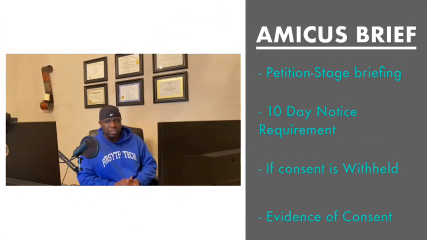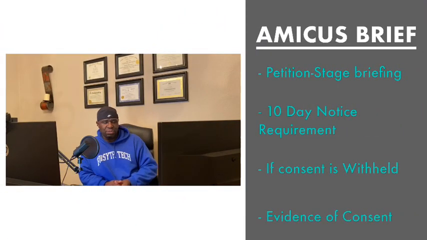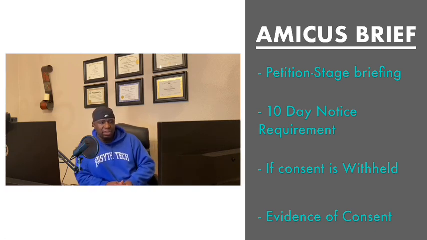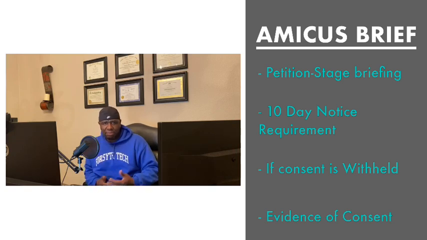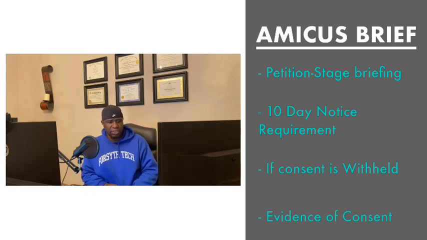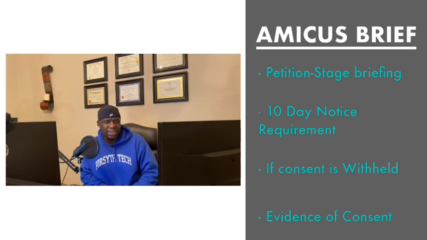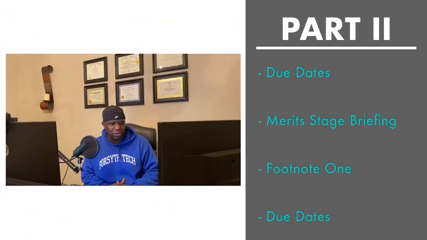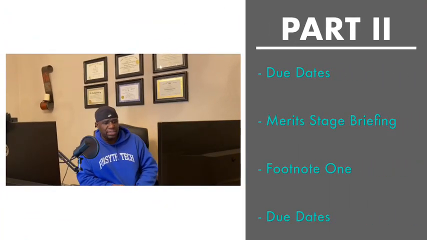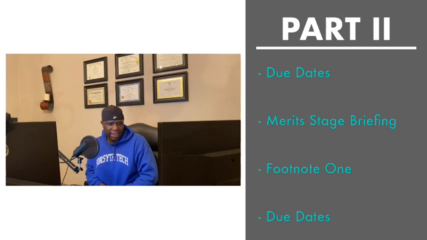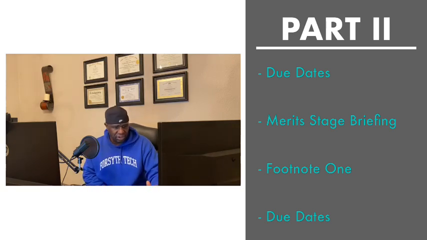So the amicus brief and its stages: there is the petition stage briefing. There is the 10-day notice requirement. There are the next steps, like if consent is withheld or not given, rather. And there's evidence of consent. And then we move on to part 2, which is the due dates, merit stage briefing, and footnote, as well as other due dates. Okay, so that in a nutshell is that part of it.